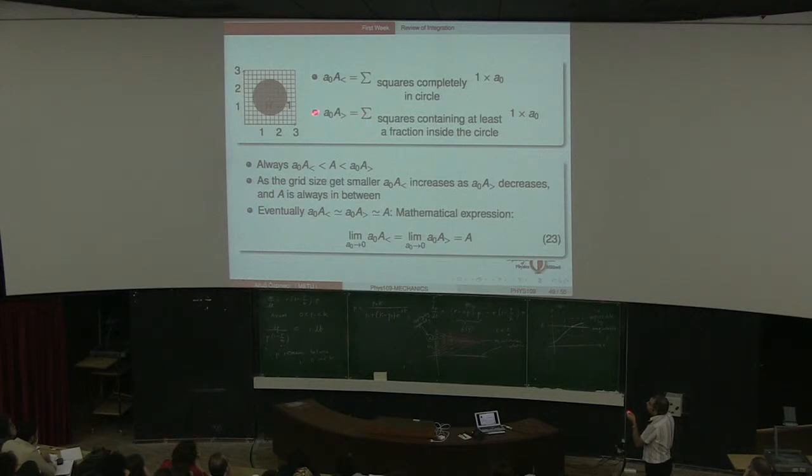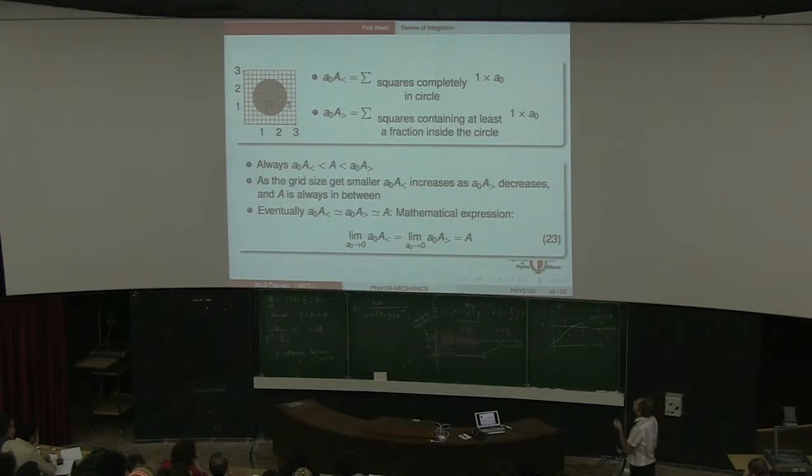For the other part, the A large, it's again just a sum. Each square contributes this much to the total area. It's a sum over all squares that contain at least a very small part in my disk. And I know that the exact area of my disk is between these two sums.